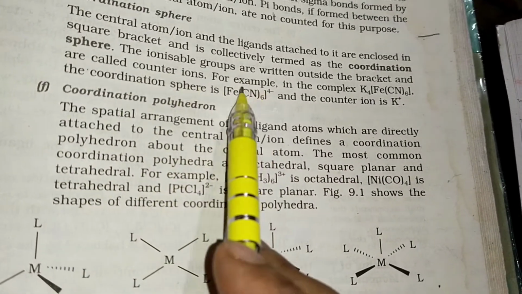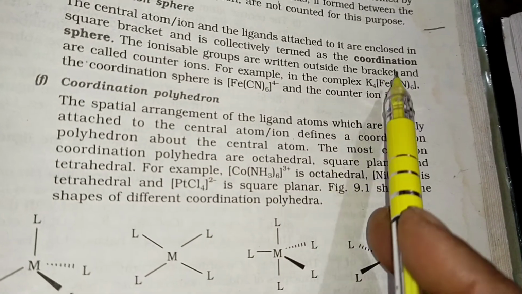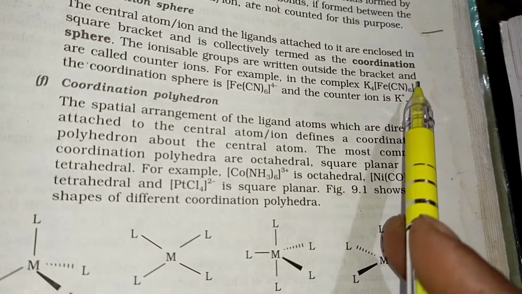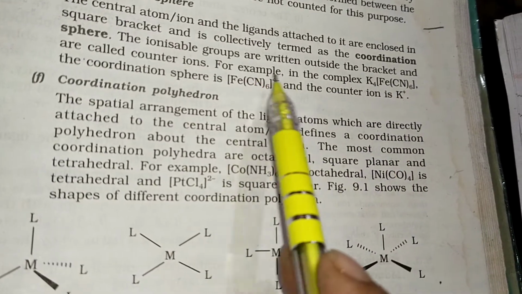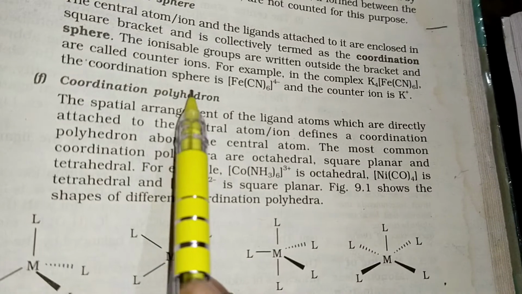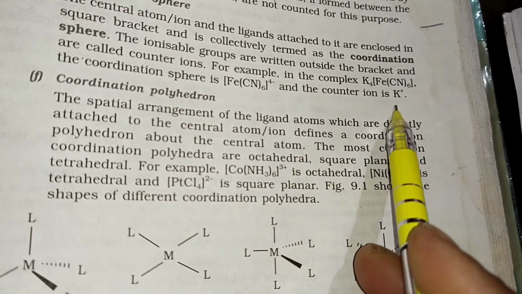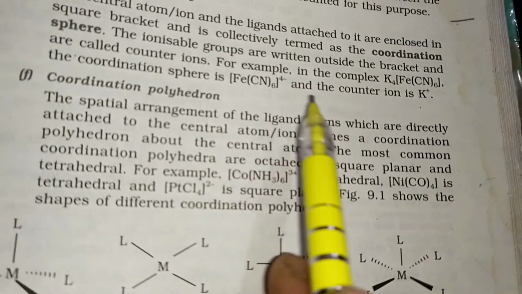Okay. For example, in the complex K4[Fe(CN)6], in the square bracket, who are present here? In the complex K4[Fe(CN)6], the coordination sphere is which one? [Fe(CN)6]4-, and the counter ion is K+. Okay, so this is what we have to learn here.